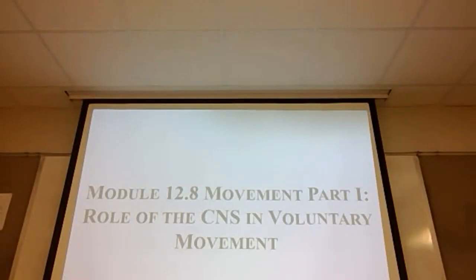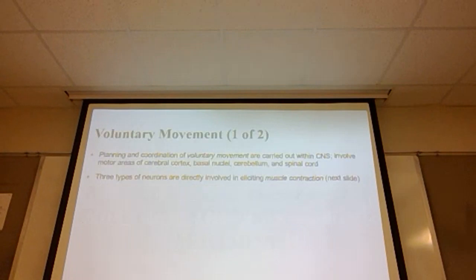All right, let's talk a little bit about the brain and movement. So, planning and coordinating of voluntary movements are carried out by and within the central nervous system. Involves the motor areas of the cerebral cortex, the basal nuclei, the cerebellum, and the spinal cord.